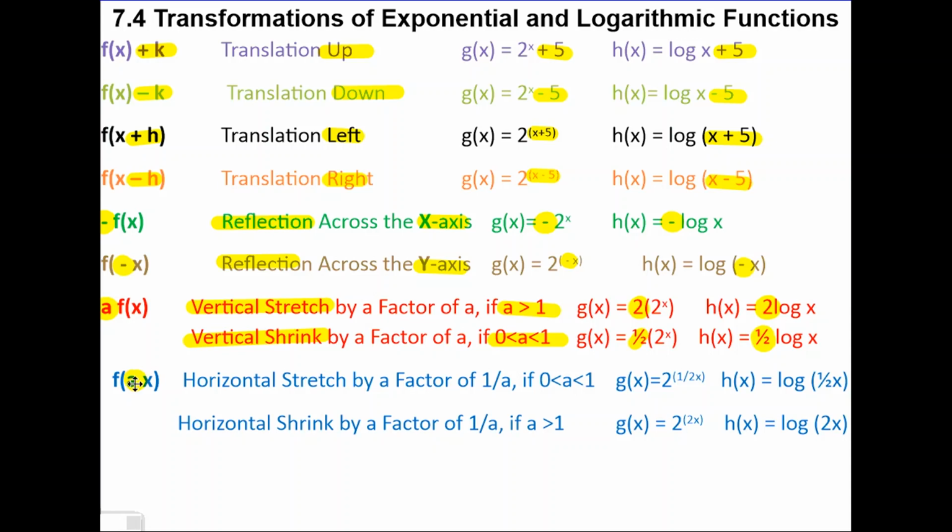If you have an a on the inside, it is a horizontal stretch or shrink. So if we're looking at a horizontal stretch, a is between 0 and 1. For example, on the inside with the variable, we have a 1/2 inside, or we have a 1/2 inside here. That is by a factor of 1 over a. Here, with the vertical, it was a factor of a. Remember, down here with horizontal, we flip it. So now we have a horizontal shrink of 1 over a if a is bigger than 1. So this 2 right here, or this 2 right here that's on the inside.